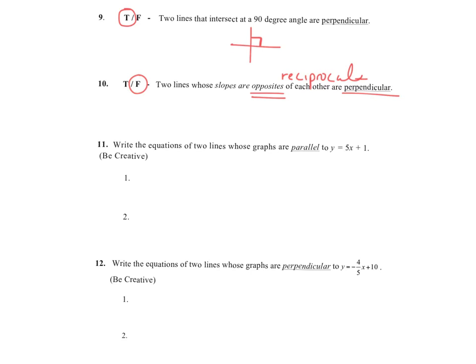And then number 11, the equations of 2 lines where the graphs are parallel to this line. So think about what that means. In order for it to be parallel, it has to have the same slope, but a different y-intercept, because if you had the same slope and the same y-intercept, it's actually the same line, which doesn't work. So this would have to be something like y equals 5x minus 2, or y equals 5x plus 7, okay? The 5 has to be the same, but the y-intercept should be different.